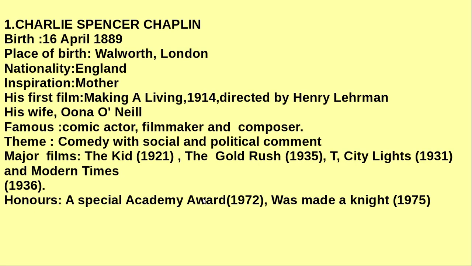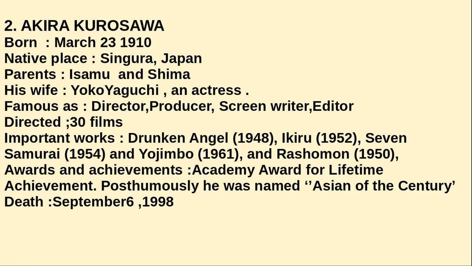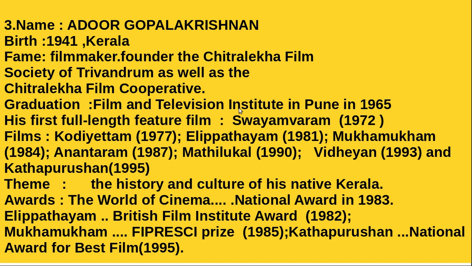Now, the task is you have to write the profiles of those 3 filmmakers or film personalities. First one is Charlie Chaplin. You know that. Hints are given. You have to write it. You can pause and write it and prepare the profile. The next one is Akira Kurosawa, Japanese filmmaker. Write the questions and prepare the profile. Next one is Adoor Gopalakrishnan and his profile. Pause it, write the questions and then write it. Okay, dears? Now, please watch it.